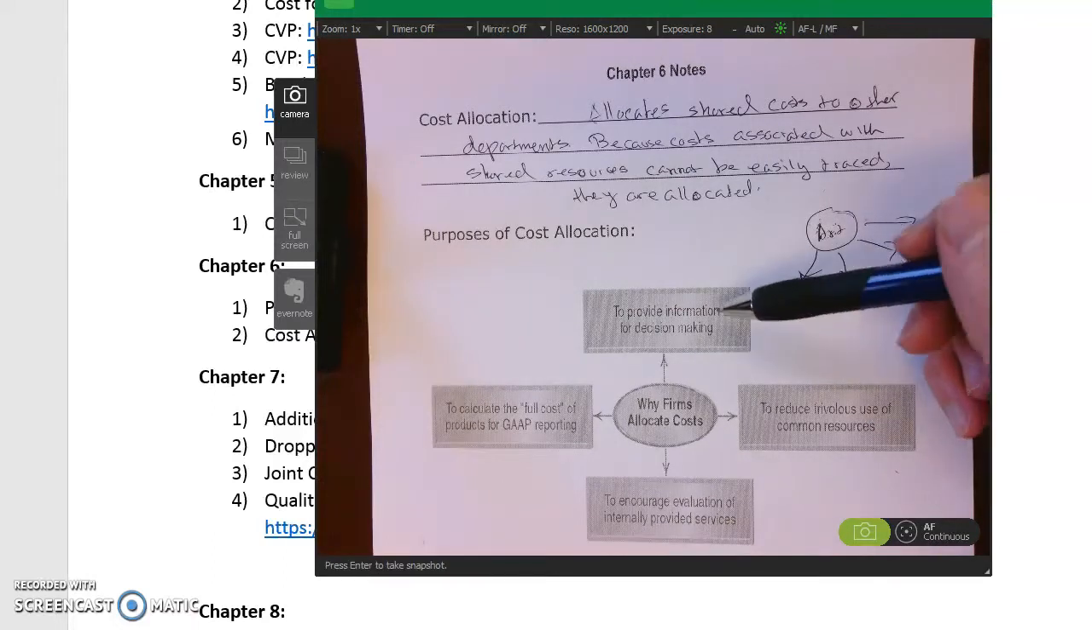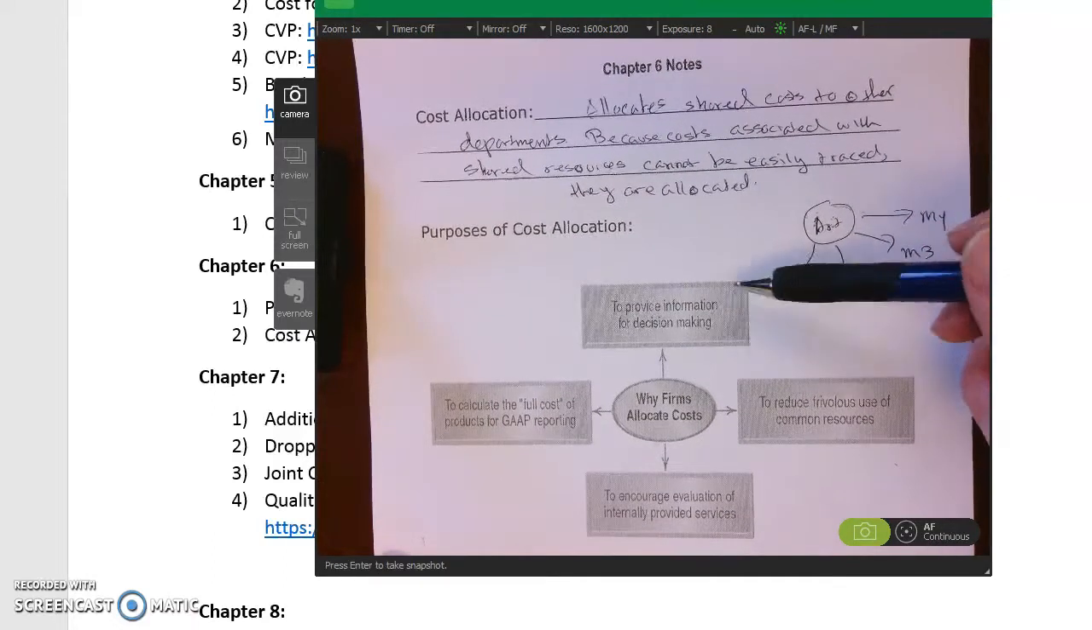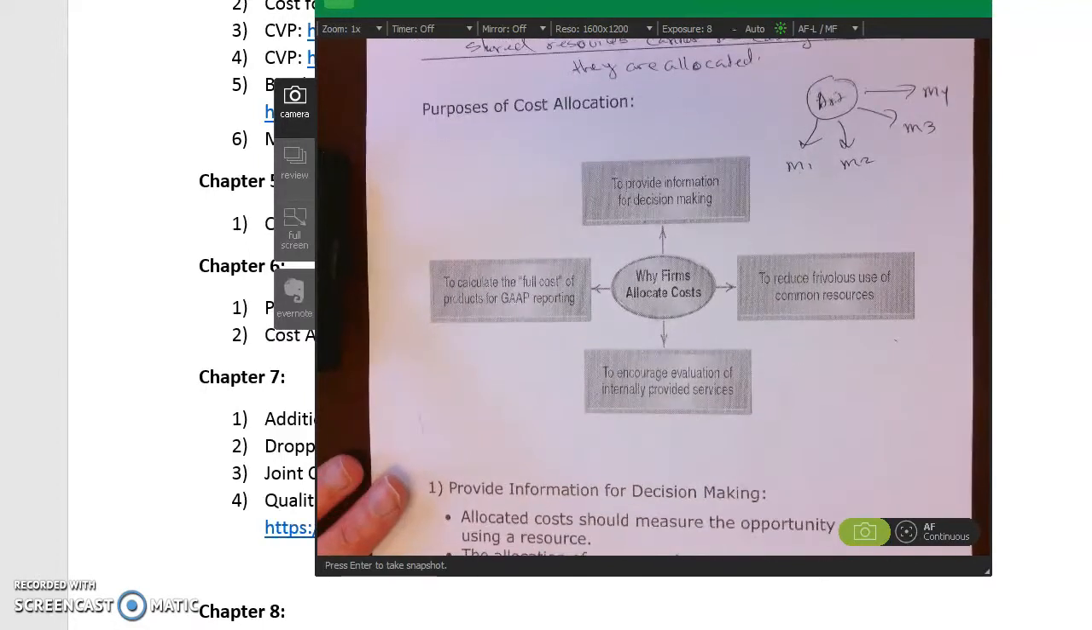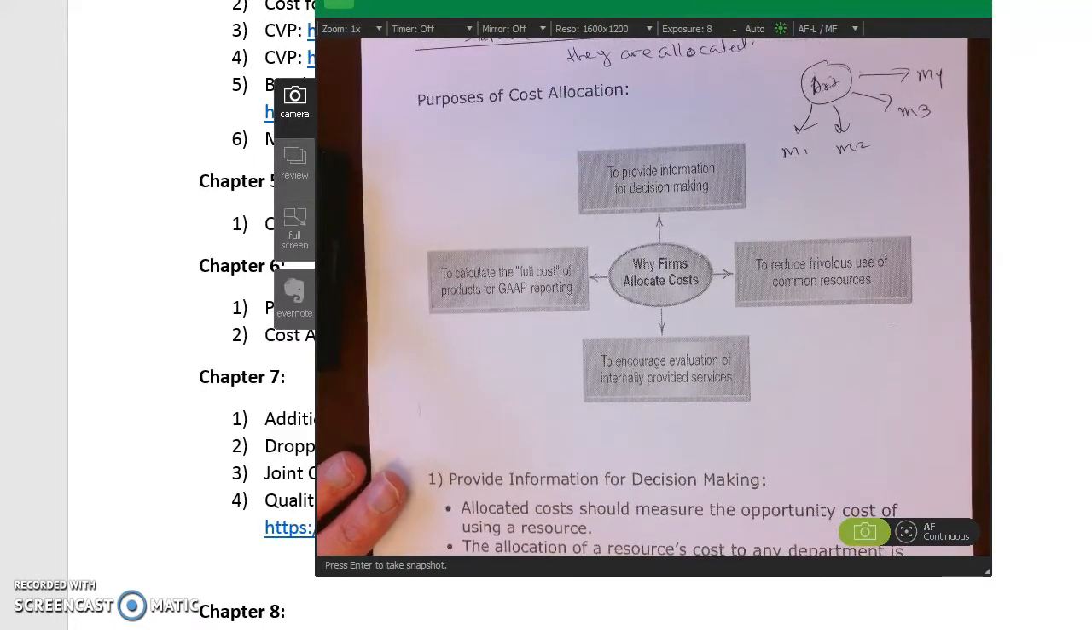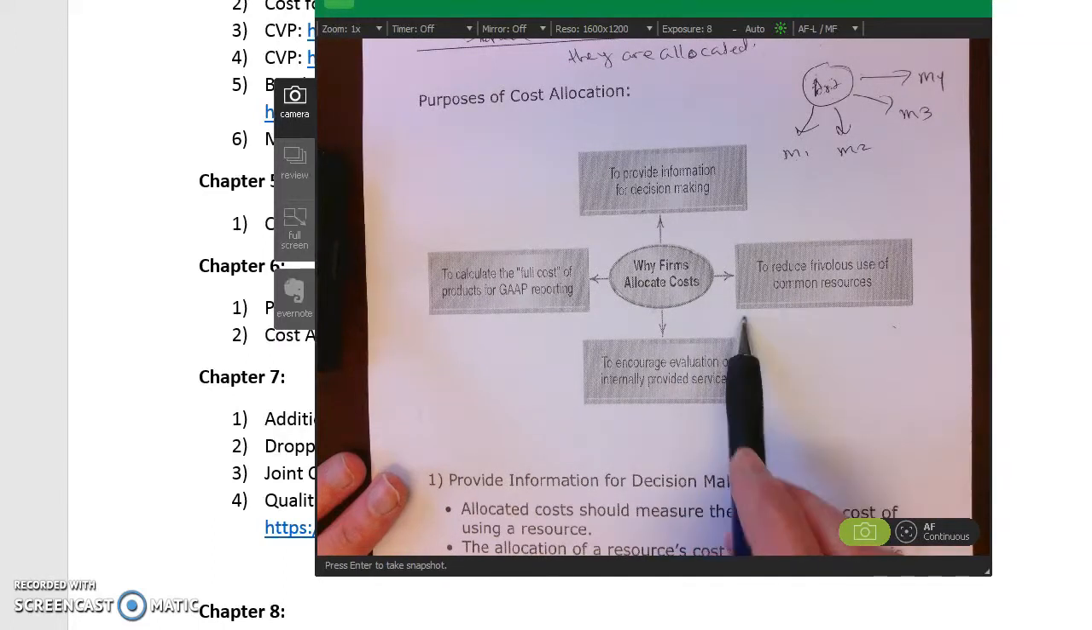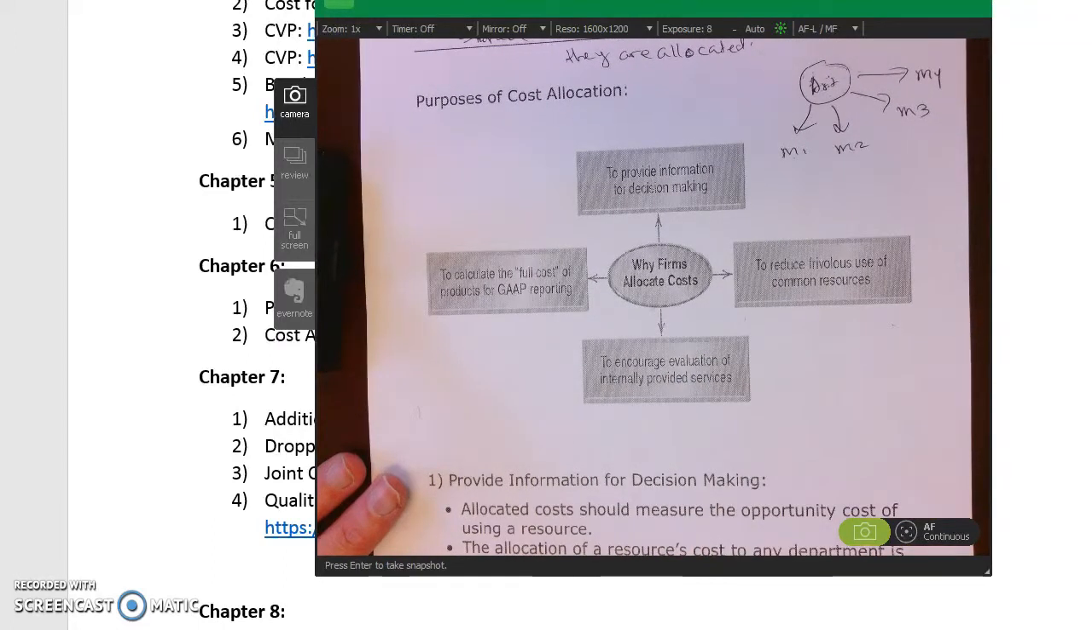The first one is to provide information for decision making. So allocated costs should measure the opportunity cost of using that resource, and there should be a charge for using that resource. Okay, they should charge it, and that encourages better decision making. The other ones, these two I think are especially interesting: to reduce the frivolous use of common resources and to encourage the evaluation of internally provided services.